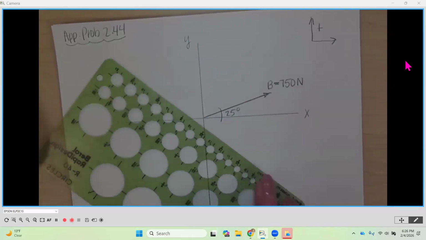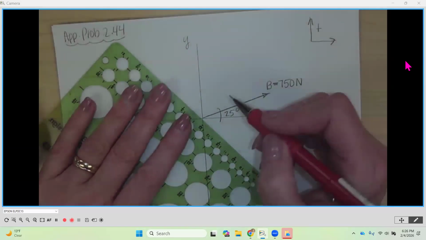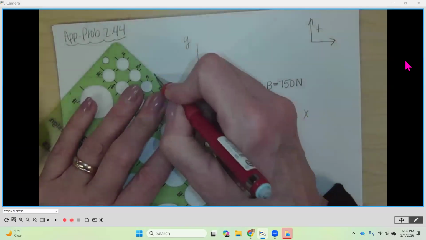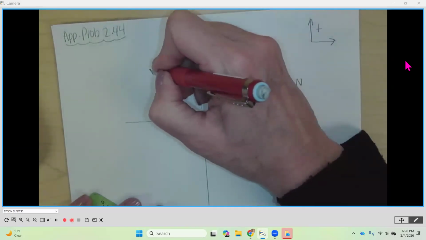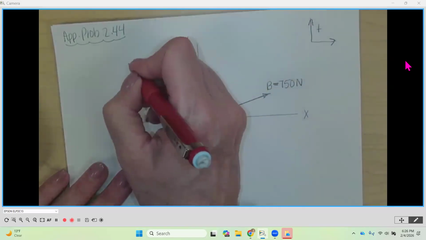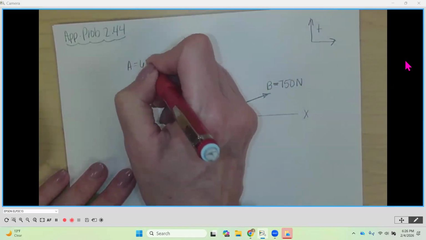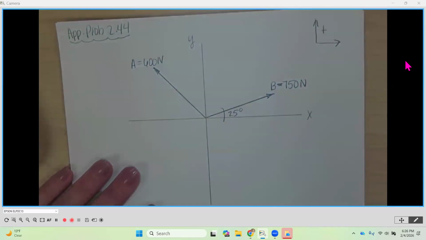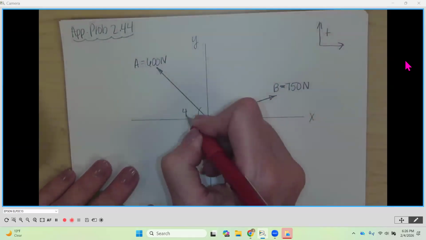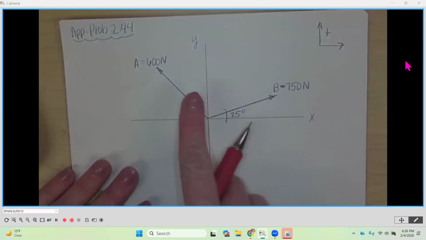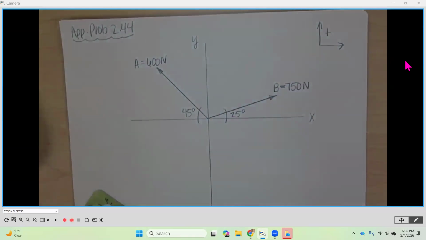And then we've got, at a 45-degree angle, we've got 600 newtons going up to point A. So we'll say A is equal to 600 newtons, and this is 45 degrees. So these were the two values they gave us in the problem. Okay, this is good.